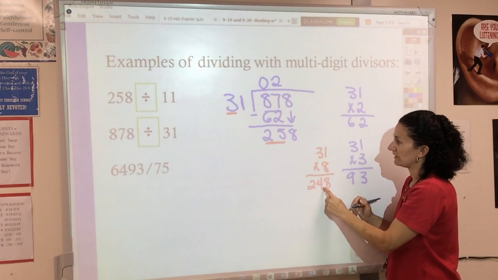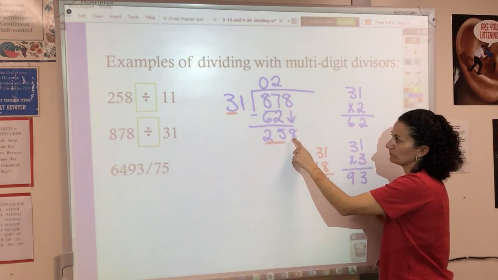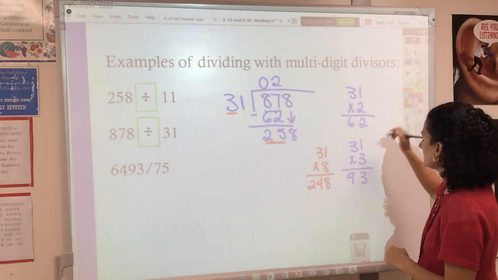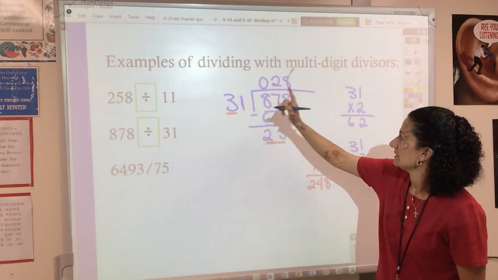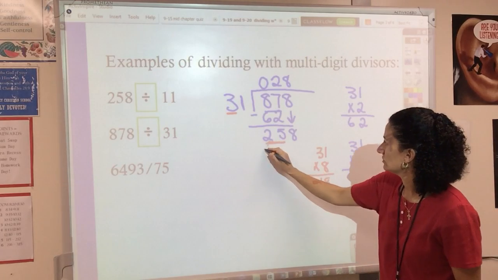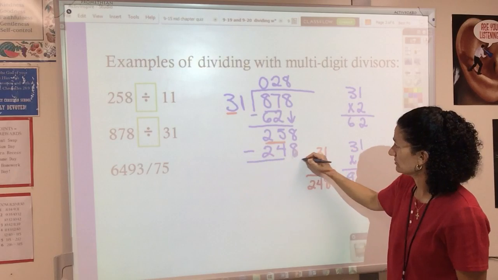But if you think about it, if you're going to add 31 to this, that's going to be way over 258. Okay, let's subtract 200. So it goes in 8 times. Let's put the 8 up there. 8 times 31, we just figured out, is 248. Now I'm going to subtract.